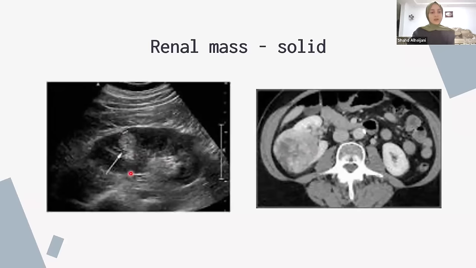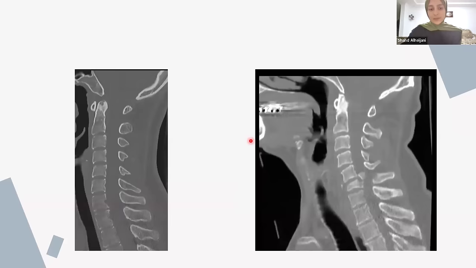Again, a cyst will have posterior enhancement. You don't see anything white coming out here. And there's no shadows, it's not a stone. So this is a solid mass. A solid mass could be renal cancer.